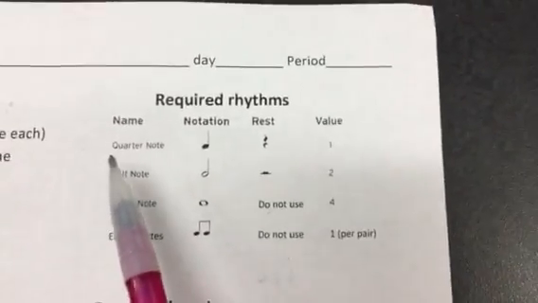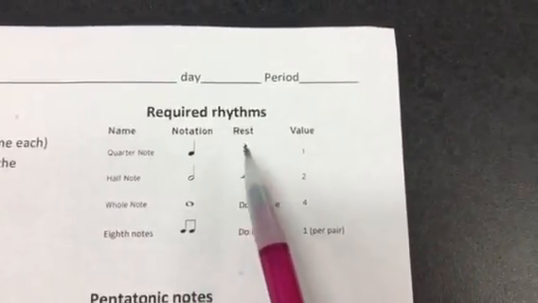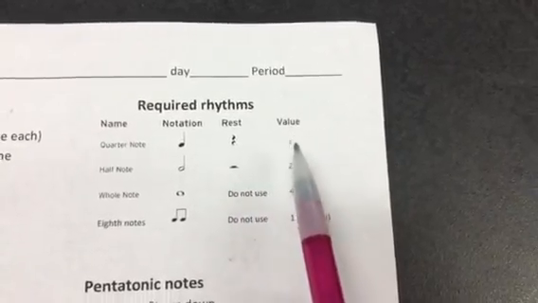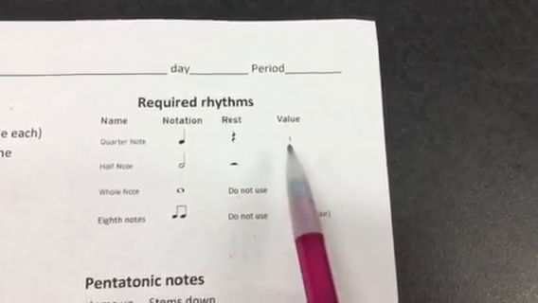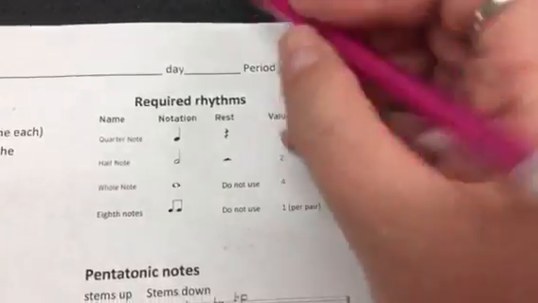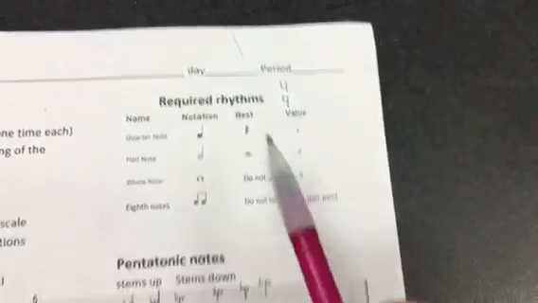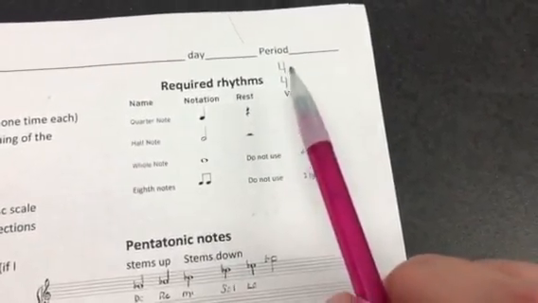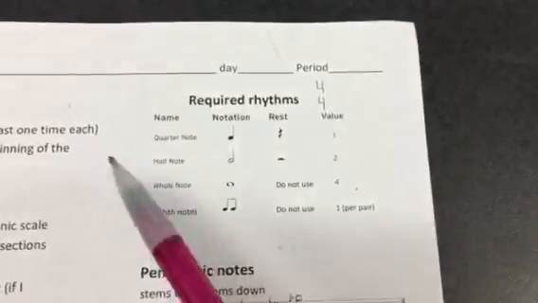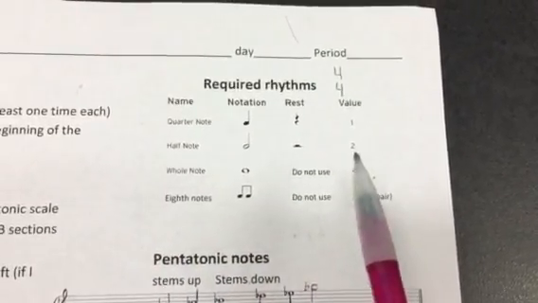Notice it says the name of the note, shows you a picture of that note, shows you the rest, and then it tells you how much it's worth. For this composition, you're going to be using a 4/4 time signature. I'm going to write it up here so you can see it. 4/4 time signature, which means you want 4 beats in every single measure. All right? This one, half note, 2 beats, that's a half rest, and it tells you it's worth 2.